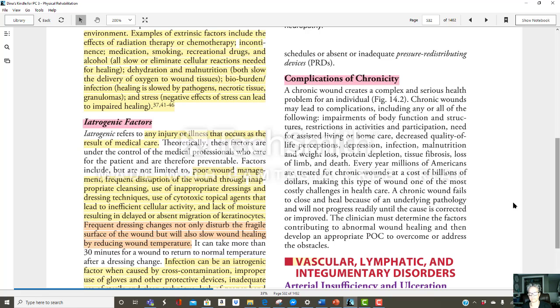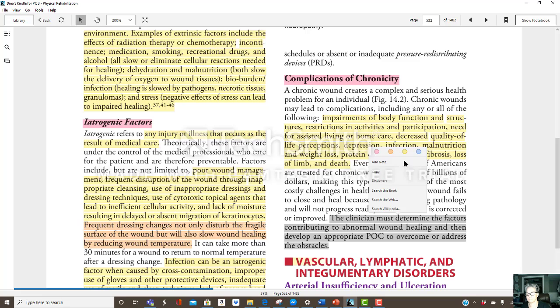Every year, millions of Americans are treated for chronic wounds at a cost of billions of dollars, making this type of wound one of the most costly challenges in healthcare. A chronic wound fails to close and heal because of an underlying pathology and will not progress readily until the cause is corrected or improved. The clinician must determine the factors contributing to abnormal wound healing and then develop an appropriate POC to overcome or address the obstacles.